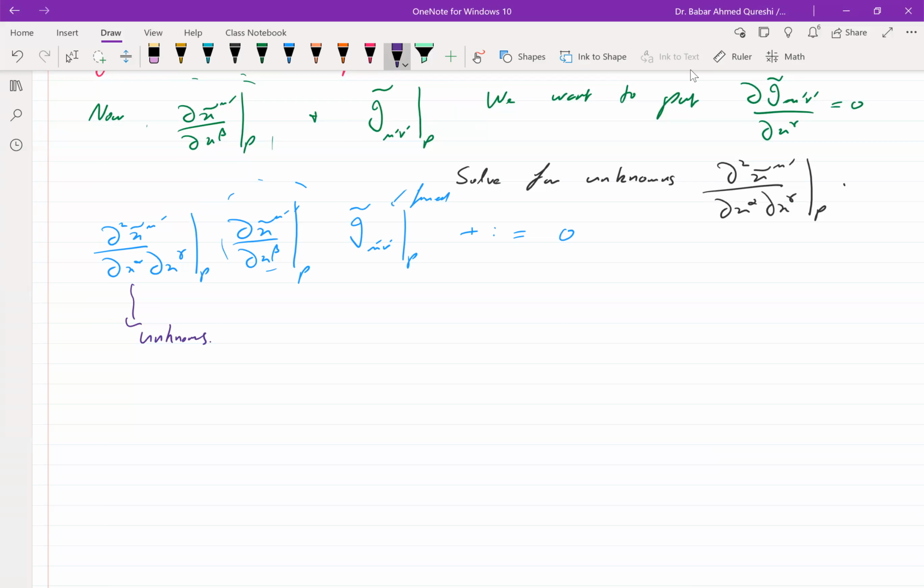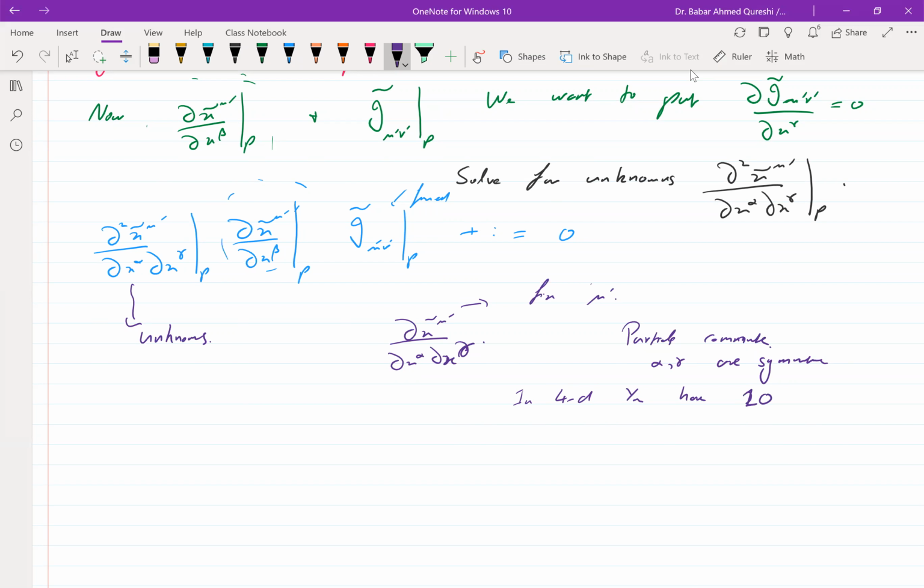If I fix the mu dash, then I can count, for a fixed mu dash, how many partial derivatives I have. Partial derivatives commute. That means these labels alpha and gamma are symmetric. So I can arrange these partials into a symmetric n by n matrix. So again, in 4 dimensions, you have 10 of them, or the previous formula which I had written like this.